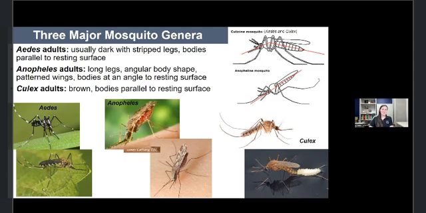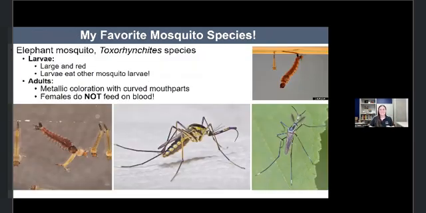But I don't want to go through this whole talk without talking about my favorite mosquito species. And most people say, how could you have a favorite mosquito species? These are mosquitoes. They're gross. They're terrible. Well, this is my favorite mosquito species. This group of mosquitoes are called the elephant mosquitoes. They're in the genus Toxorynchites. And depending on where you live around the world, you'll have different species of these, but they're all relatively similar and they all do the same thing.